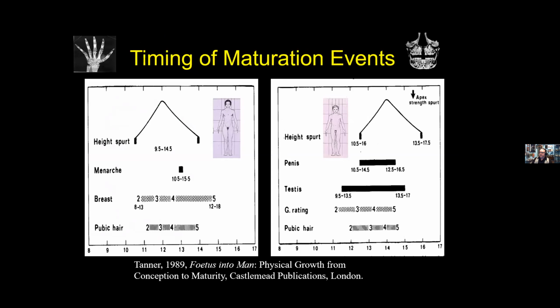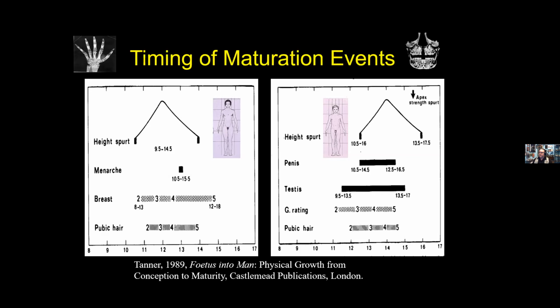This graph is taken from Tanner's work, Fetus into Man, for males and females, and illustrates when all of these things occur. In terms of pubic hair and genitalia rating, on the left-hand side is the female. You can see that breast development starts at 8 to 13 years of age and is completed by 12 to 18. And in boys, testicular development starts somewhere between 9.5 and 13.5 years, finishes about 13.5 to 17 years.